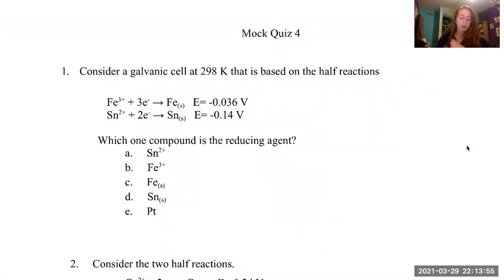So for the first problem, we're going to be looking at two half reactions, and it's basically asking which one is the reducing agent. Okay, so that means which one is undergoing oxidation. It's undergoing oxidation, so it's the reducing agent.